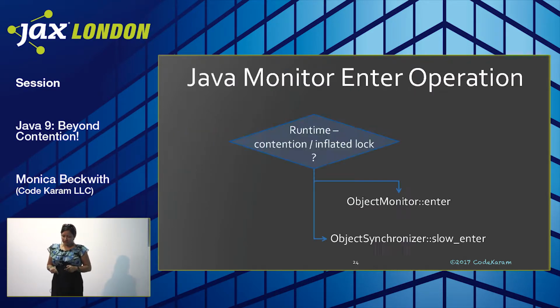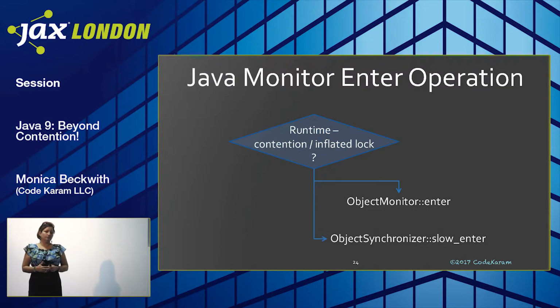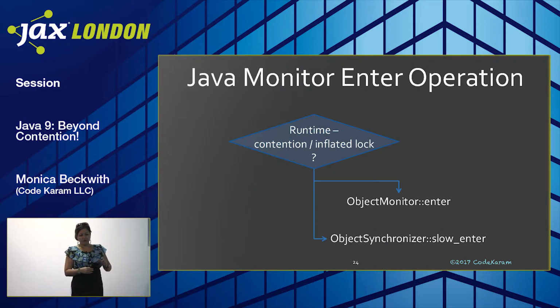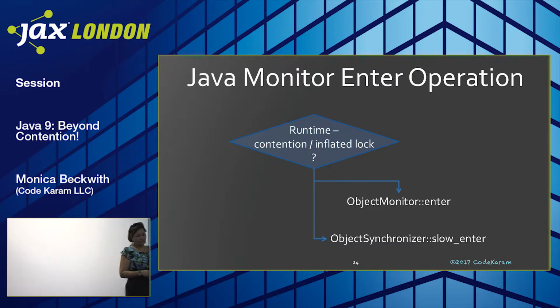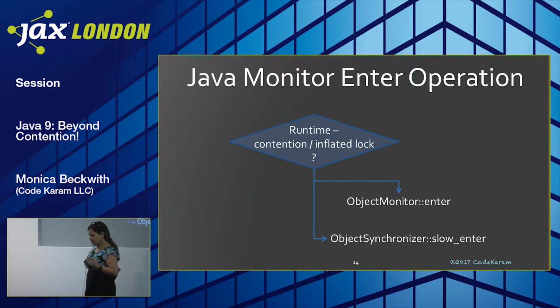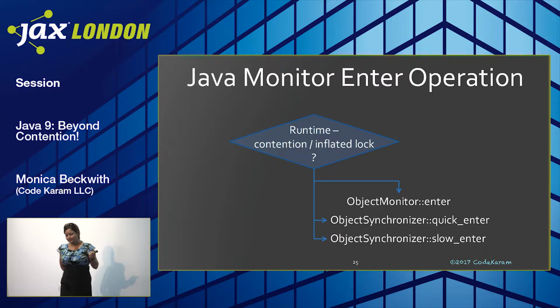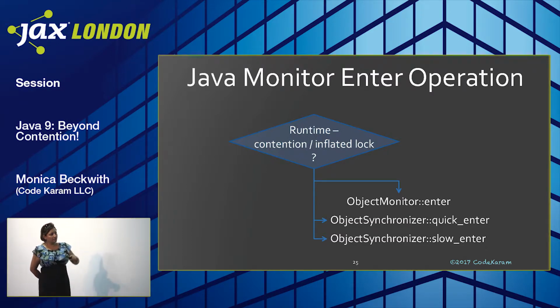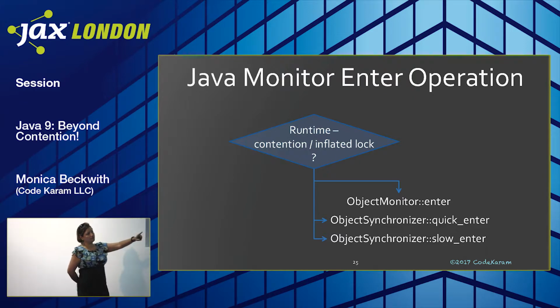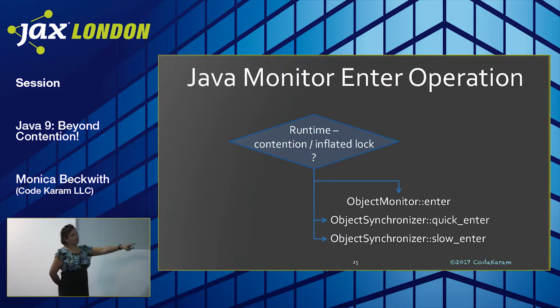So let's look deeper into what monitor enter entails. During runtime, when you have a contended or inflated lock, usually before Java 9, like I said, it would go into object monitor and then take a slower path, as you can see here, right? With Java 9, what you see is the quick enter. If you can do things in quick enter, then you don't have to go to slow enter at all.